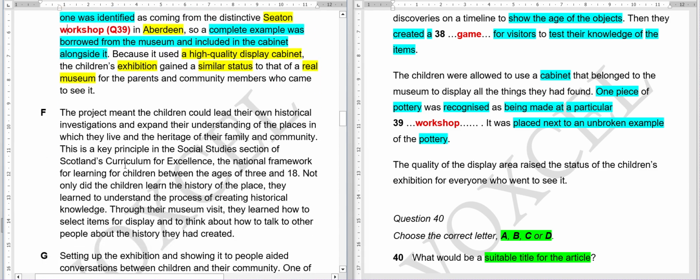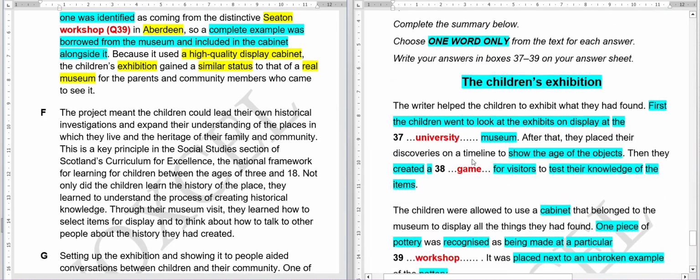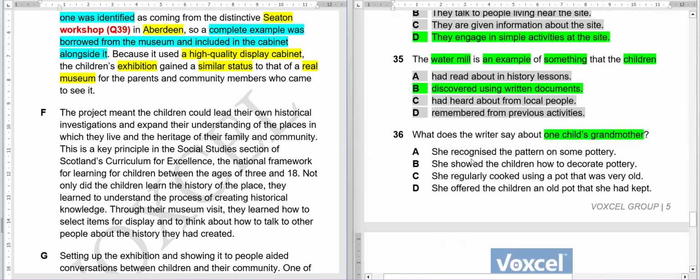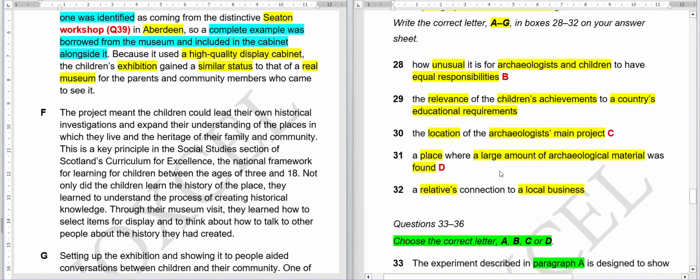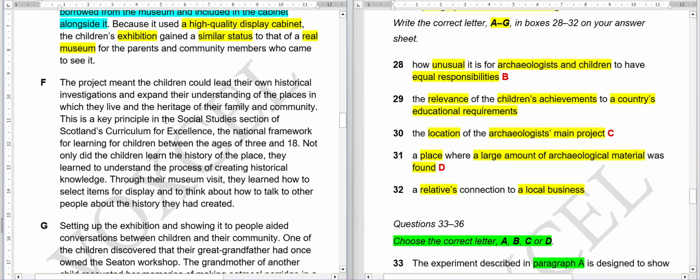Moving on to paragraph F now. All the questions 30 and 39 we have done. 36 is left, and 29, 32. These questions are left. Now, paragraph F. The project meant the children could lead their own historical investigation and expand their understanding of the places in which they live and the heritage of their family and community.